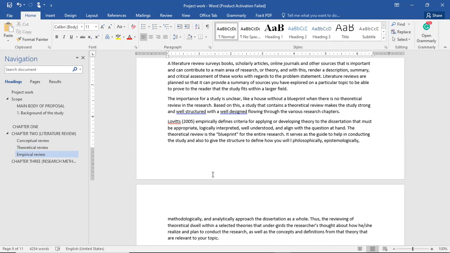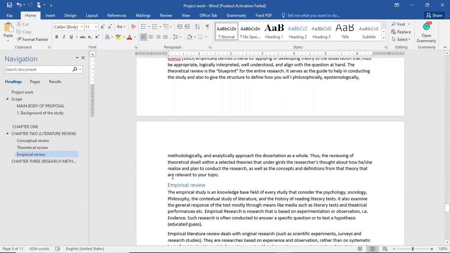And what does a blueprint do? It guides us and helps us in conducting the study and gives us the structure to define how we are going to use philosophy, how we are going to use methodology, how we are going to use analytical approach in this work. So at the end of the day, you must make sure your theoretical review is intact. Once your theoretical review is intact, you are also assured of a very strong conclusion.